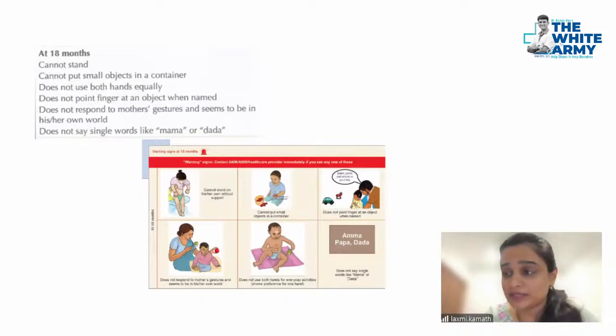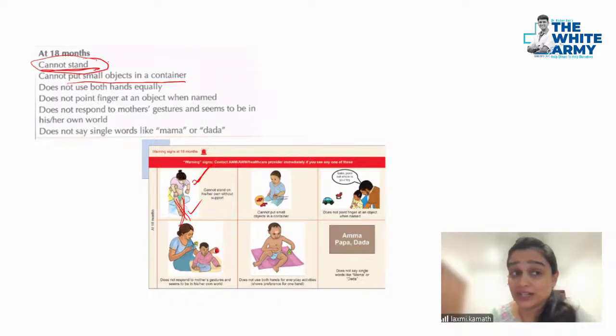So by 18 months, the child should be able to walk and even run. But if it is not able to stand, then it becomes a red flag sign. So not able to stand, you can see there is almost crossing here, there is scissoring, saying that there is probably some hypertonia. So if that is there, if the child is not able to stand, and if he is not able to put small objects in a container, for which you need a hand coordination, the child should grasp the object, then put it in the container.